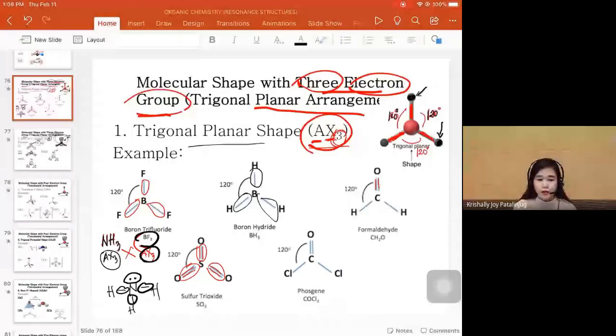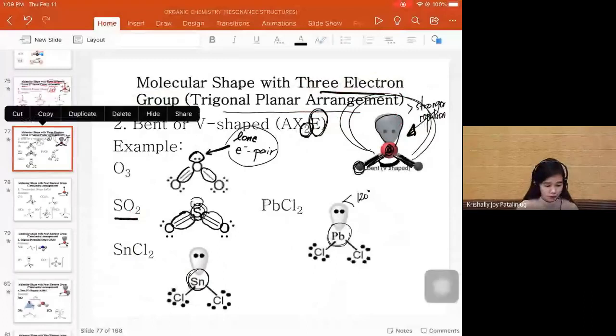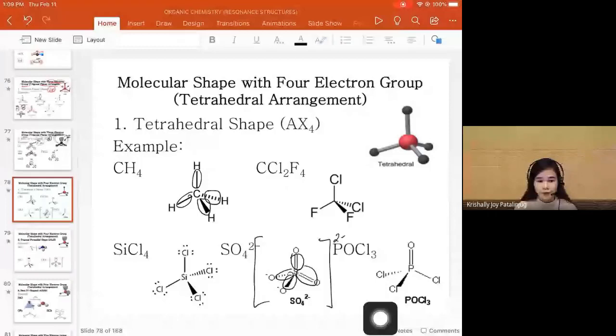When there are three electron groups, there are two possible shapes. First, when all three electron groups are bonding pairs, that will give a trigonal planar shape. When one of the three is a lone pair, that will produce a bent or V shape. Okay? Sorry, the internet is very slow.